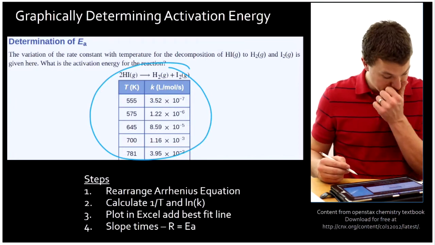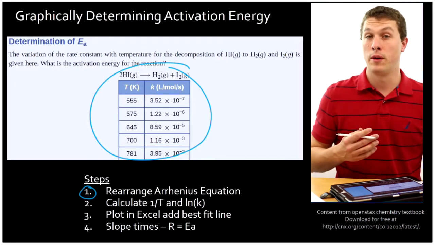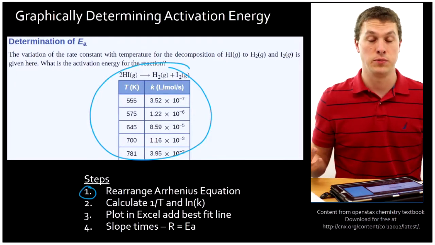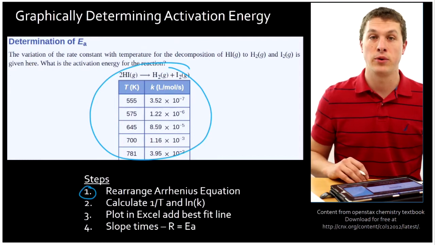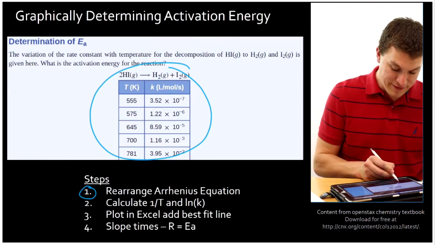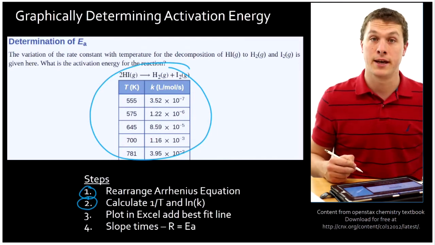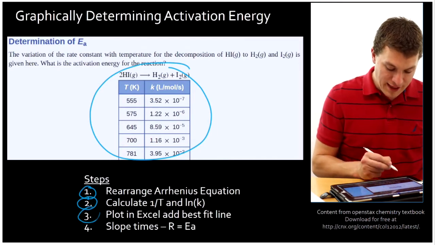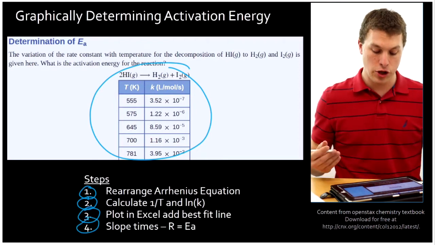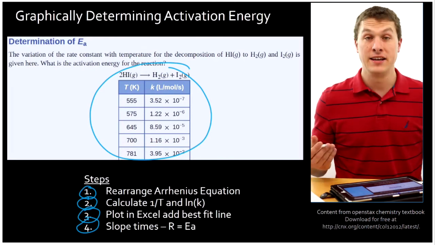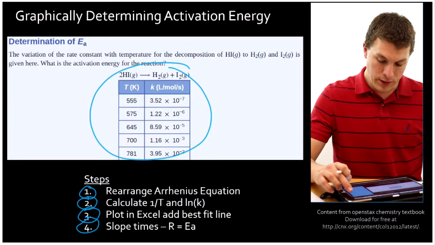Well, there are 4 steps here. First, we rearrange our Arrhenius equation into a form that's going to make it look like y equals mx plus b, because that's the equation of the best fit line Excel is going to give us, and that's going to be how we determine the activation energy. We're going to have to calculate 1 over T and the natural log of our rate constant, and we'll talk about why in just a second. And then we're going to plot that data in Excel, add a best fit line, and whatever we have for the slope, we're going to multiply it by negative R, the gas constant, and that will turn out to give us our activation energy. All right, let's go through this process.